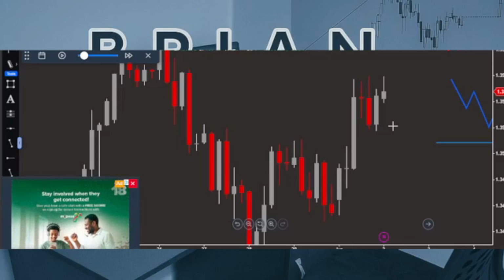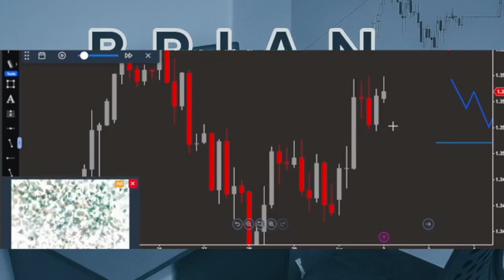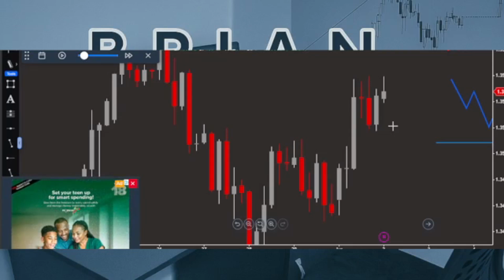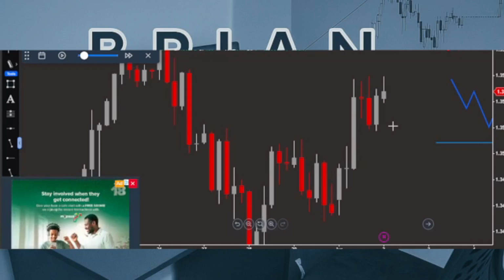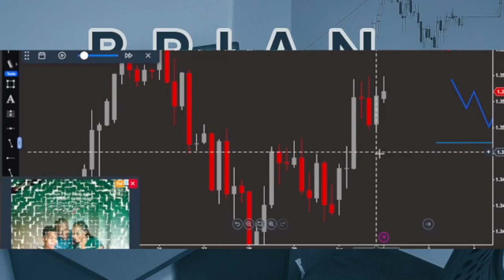In the next 5 minutes, I'm gonna show you guys how to use Fib retracement to identify the best trading entry, the optimal trading entry, using the following steps.